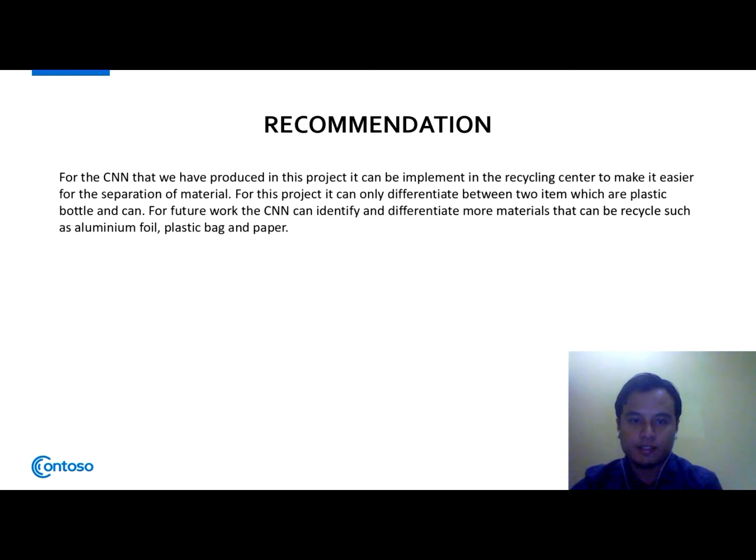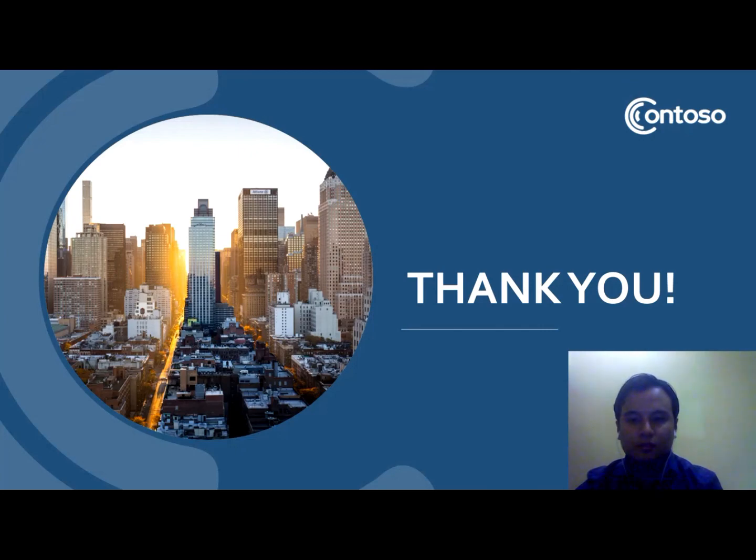Next, recommendation. The CNN that we have produced in this project can be implemented in a recycling center to make the separation of material easier. For this project, it can only differentiate between two items, which are plastic bottle and can. For future work, the CNN can identify and differentiate more recyclable materials, such as aluminum foil, plastic bag, and paper. So that's all from us. Thank you.